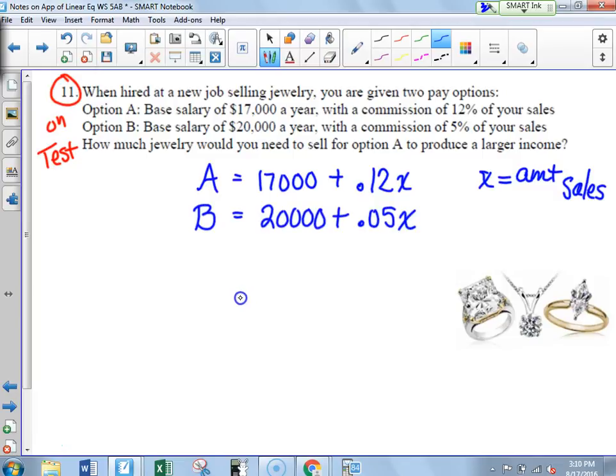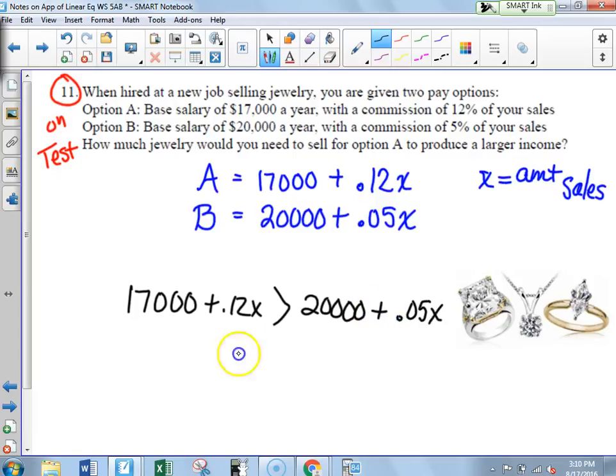Okay. How much jewelry would you need to sell for option A to produce a larger income? What are we going to do? Option A needs to be what? Yeah, I did an inequality. I thought we could handle that. You could just solve it as an equality and then say they got to earn more than that, right? All right, so do some algebra. Tell me what you get. X has to be greater than, and it doesn't come out pretty at all.